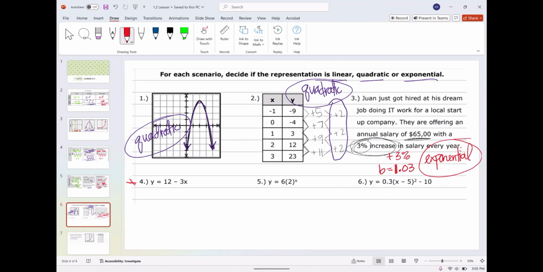I am going to pause for a little bit. I'm going to give you a head start on the equations. On these 4, 5, and 6 problems right here, I'll give you a head start to try to figure out if it's linear, quadratic, or exponential.